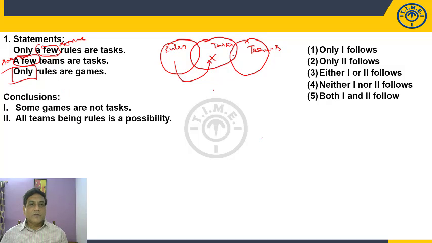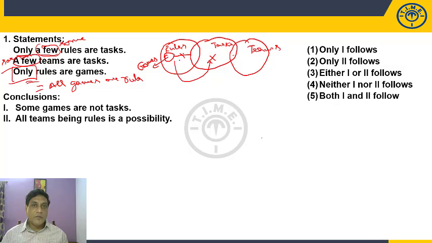Only rules are games. What does this mean? It means that all games are rules. So the entire circle of games should be here. Okay. This is the basic diagram. But mind you, only rules are games implies that tasks cannot be games, teams cannot be games. So automatically it means that nothing else can be games.